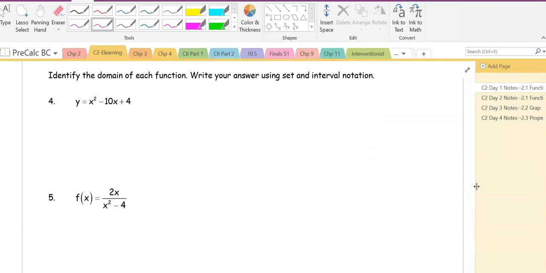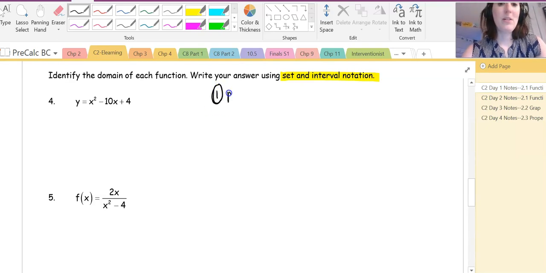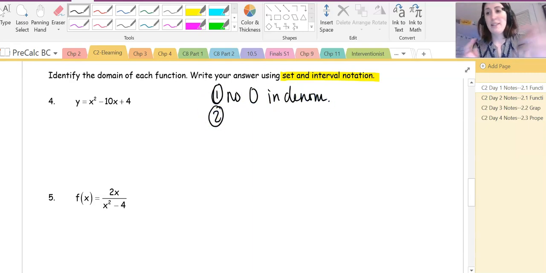All right, last thing we're going to talk about today is domain. And we are going to discuss specifically set versus interval notation. Now, before we talk about the difference between set and interval notation, we need to talk about the two big things that cause domain restrictions. Okay, so number one, we know we can't have a 0 in the denominator of any equation, right? So number one, no 0 in the denominator. All right, the other big one is that we can't have a negative underneath an even root. Usually we're dealing with square roots, but you can have other even roots as well. Okay, so that's the other, no negative under an even root.